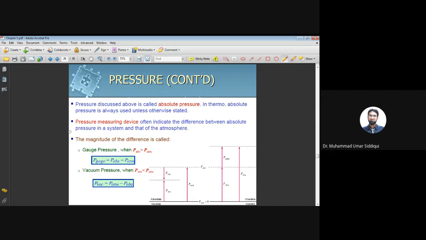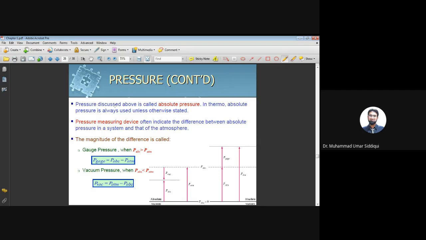So what you're going to do is go into the market and ask, I need a device which can measure the pressure. The device which measures the pressure is known as a pressure gauge. So they're going to give you a pressure gauge. Now, a pressure gauge is a device which measures the pressure, but it cannot measure absolute pressure. The thing that it can measure is the gauge pressure. Now, what is the difference between absolute and gauge pressure? This is now an important point of discussion.